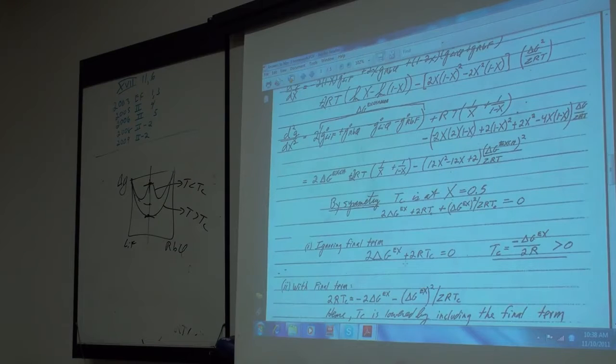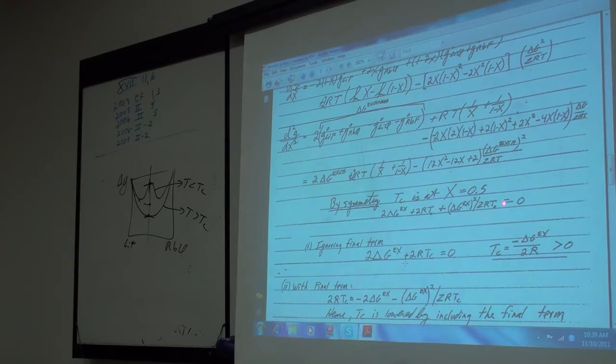So if I ignore the final term, T critical is at 0.5. I take this equation here for the second derivative. I substitute x is 0.5 into that equation, and I end up with this, and I set it to be 0. So the second derivative has to be 0 at x equals 0.5. So substitute x is 0.5 into that equation, and you end up with this expression here. And that must be equal to 0.